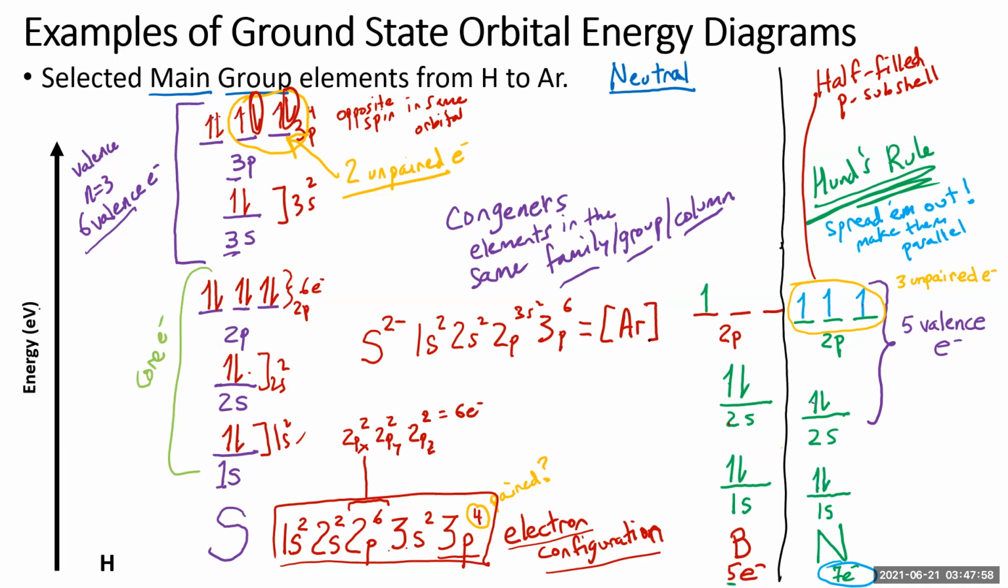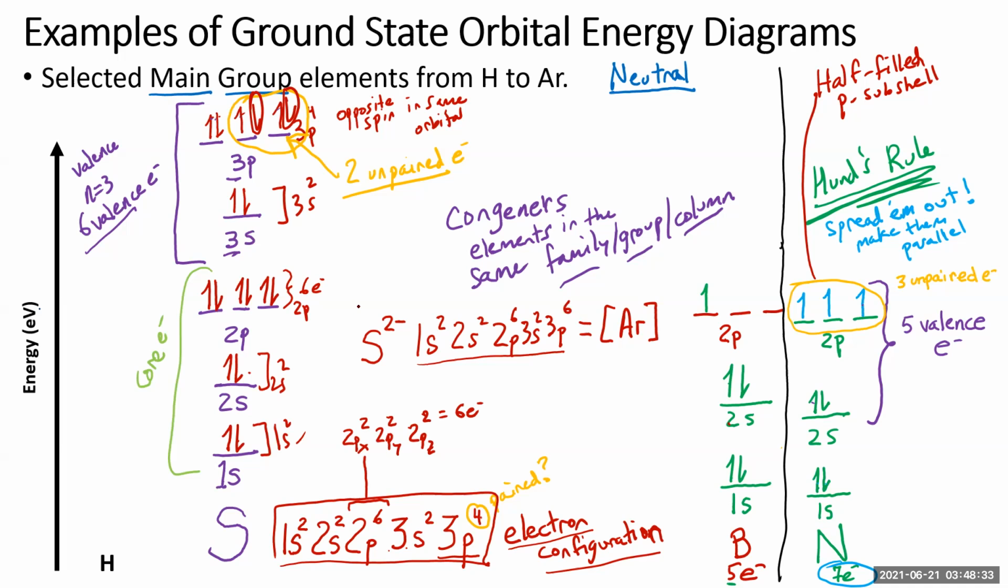Argon also has the exact same electron configuration, 1s2, 2s2, 2p6. I think I skipped a few steps here. 1s2, 2s2, 2p6, 3s2, 3p, 2 plus 4 is 6. There we go. So argon also has this exact same electron configuration.